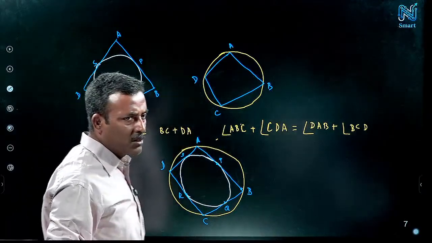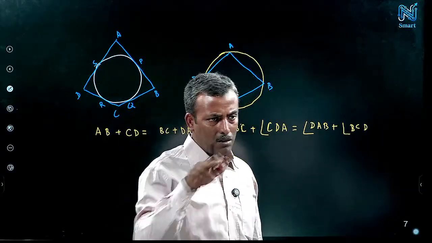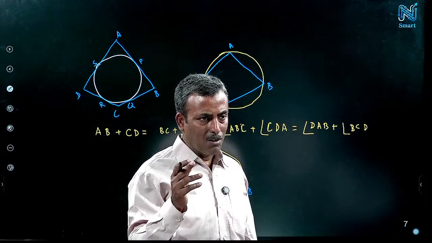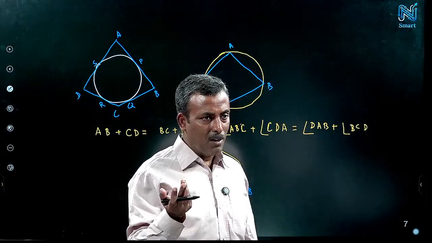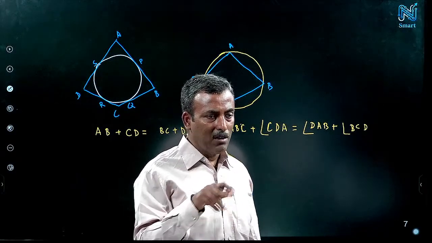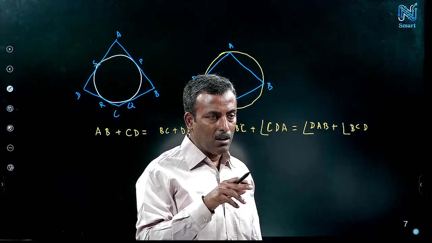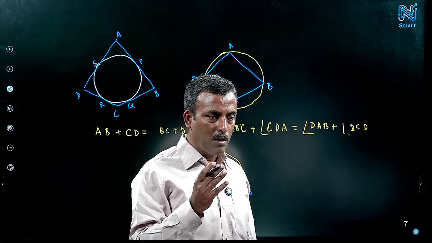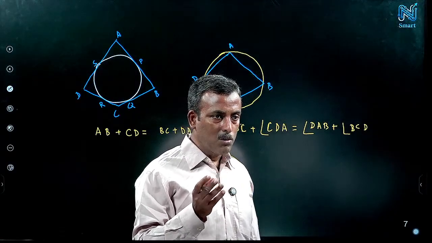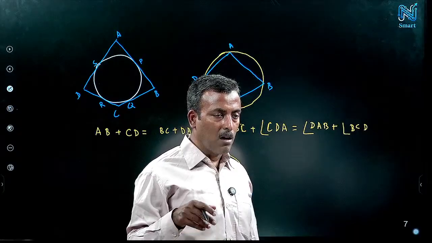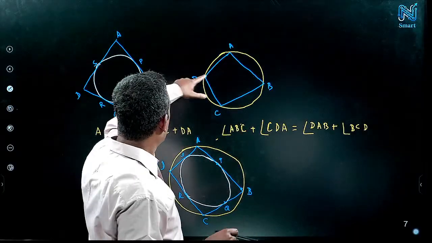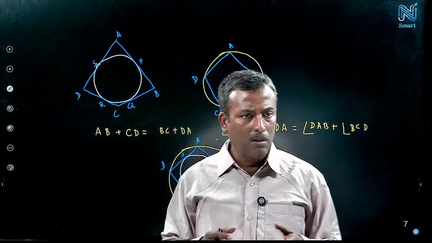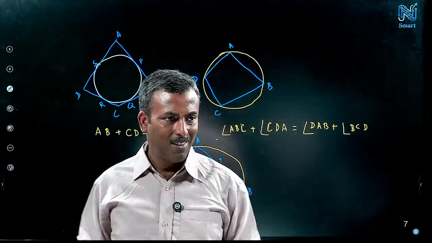Rhombus. In this rhombus, can I draw the outside? Sum of the opposites are equal. No, why? Yeah, but can I draw the inside circle? Yes, inside circle you can draw. Outside? Outside circle means the opposite angle in rhombus, the sum of the opposite angles may not be equal. In that situation, it is a square, right?